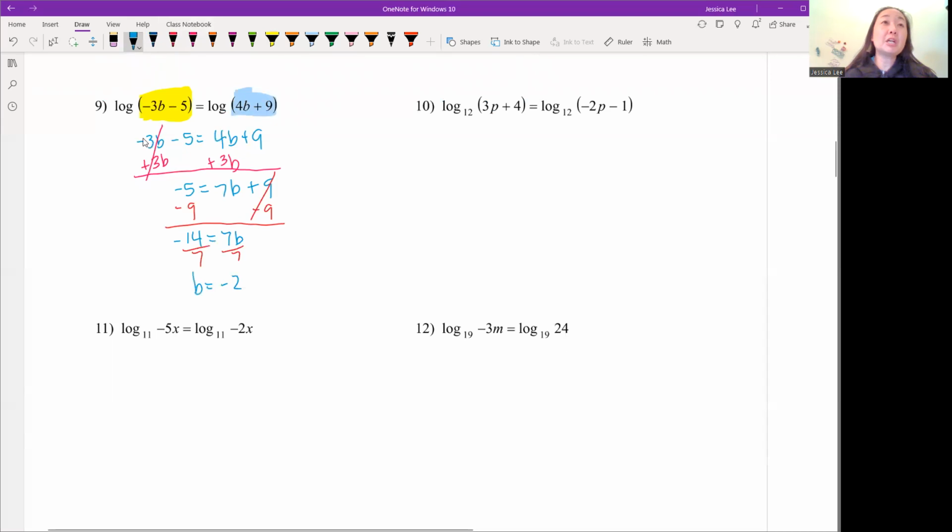This one you do need to check because the arguments do have a restriction. So for these ones, the arguments cannot be 0 or negative.